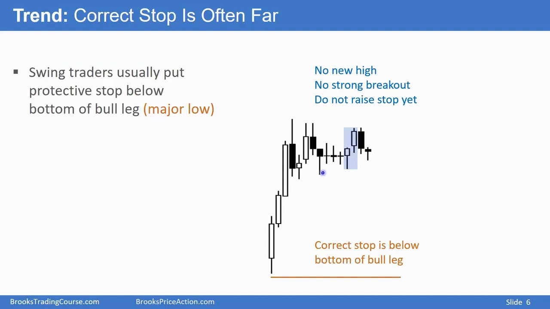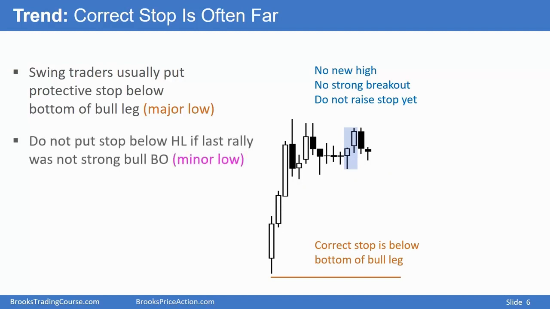Again, don't put your stop below minor higher lows, because too often you'll get stopped out and the market will then resume up after going below your stop. Stop below here, here, here, all are bad stops. The correct stop is down here. Again, it doesn't matter if you're swing trading or scalping. This is where your stop goes, below the bottom of the last strong leg up.